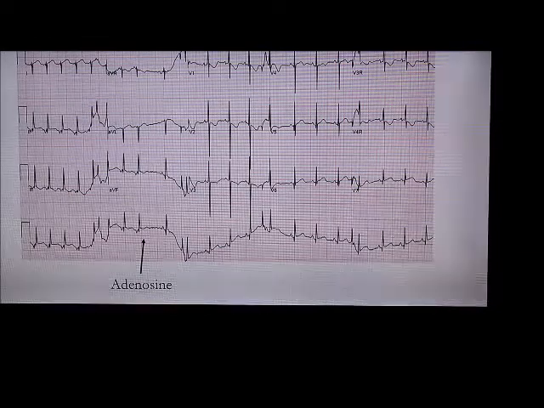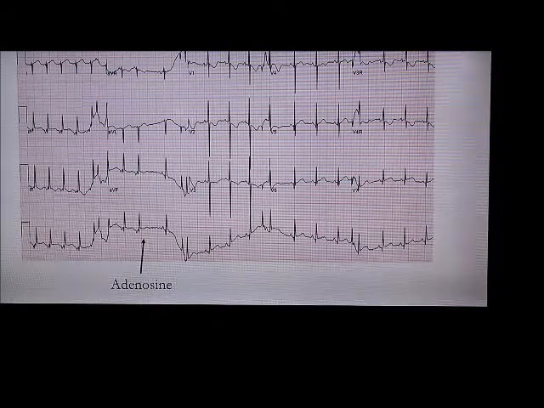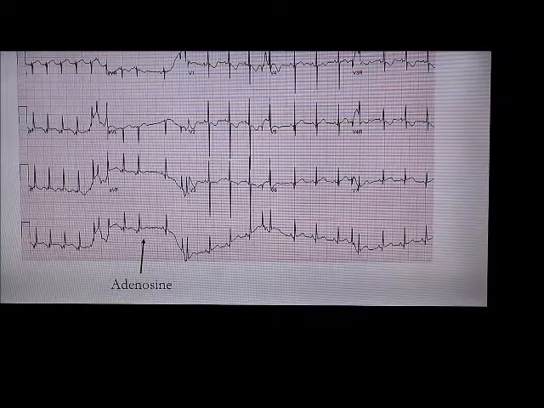So what happens when you give adenosine? So just based on this ECG, you actually cannot differentiate.